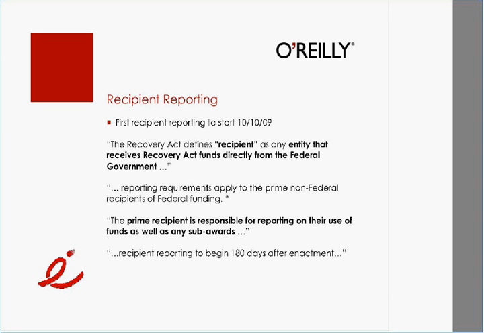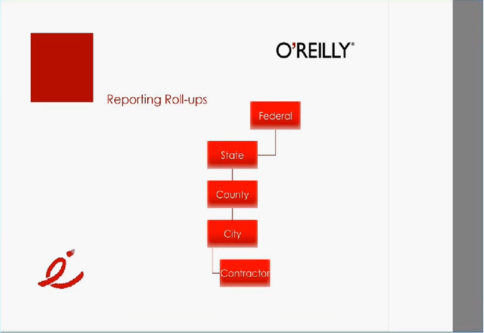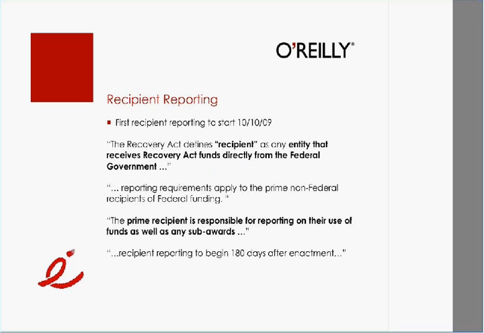So here are just some snapshots of reporting from ARRA, from the law. It's a 400-page document, but I just want to read a couple of highlights here. It says the Recovery Act defines recipient as any entity that receives Recovery Act funds directly from the federal government. So when we talk about recipient, it could be at the lowest level, the contractor, or it could be at the state level. So again, it depends on how the money is distributed and what projects are being worked on.